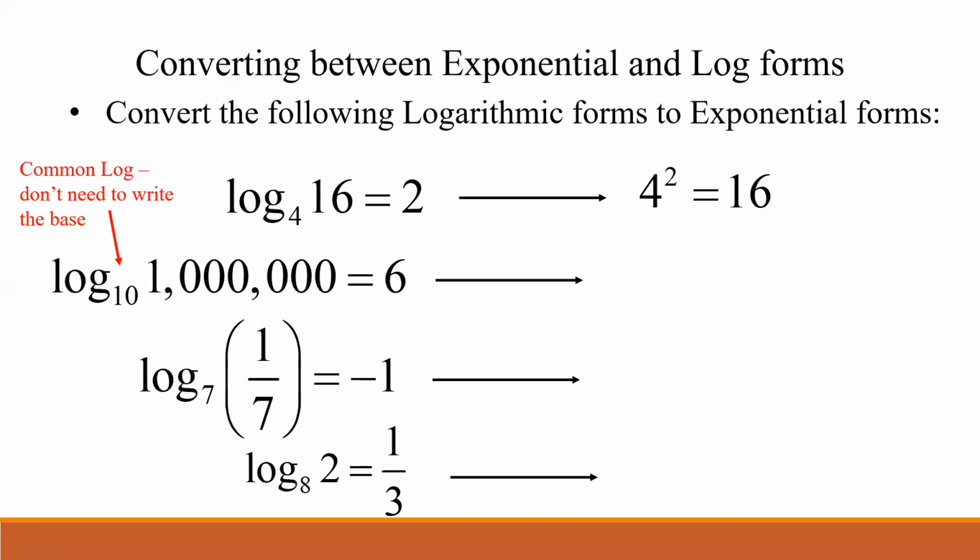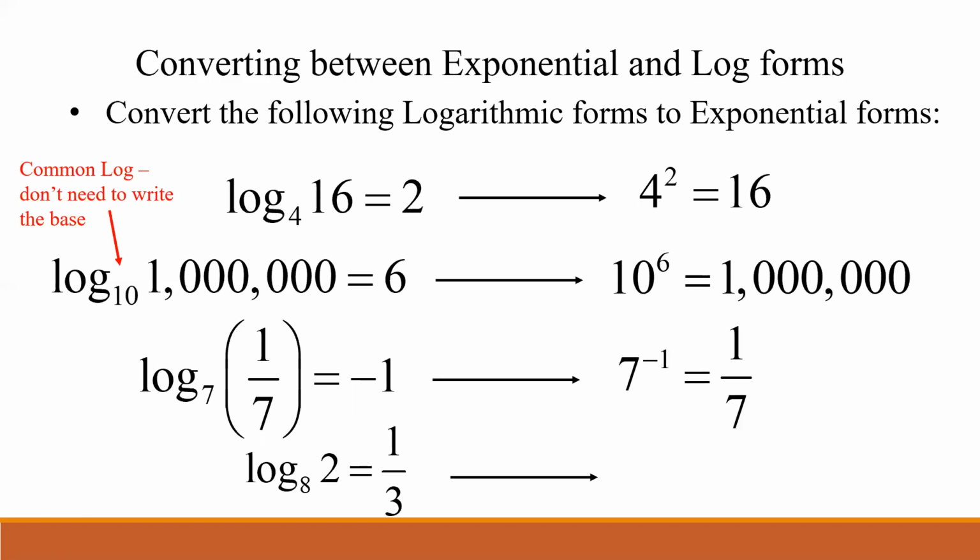Number 2, the base is 10, the power would be 6. So 10 to the 6 equals a million. The third one, log base 7 of 1/7 equals -1. So 7 is the base, -1 is the power. And then finally, 8 to the 1/3 power equals 2.